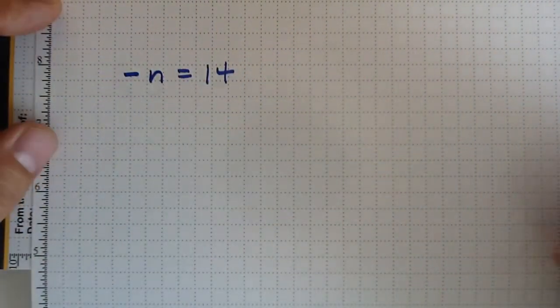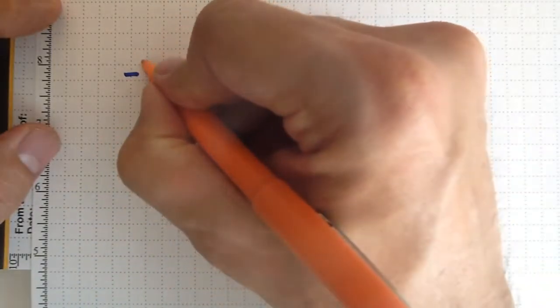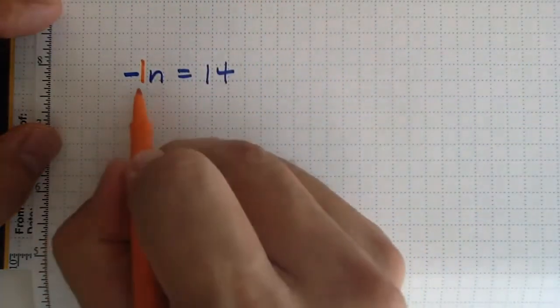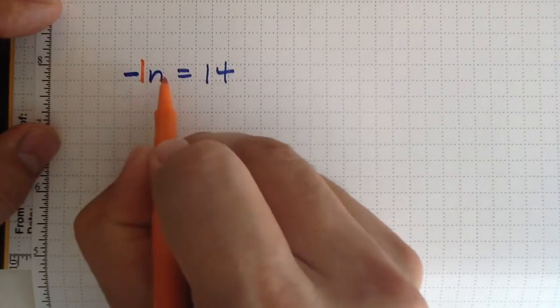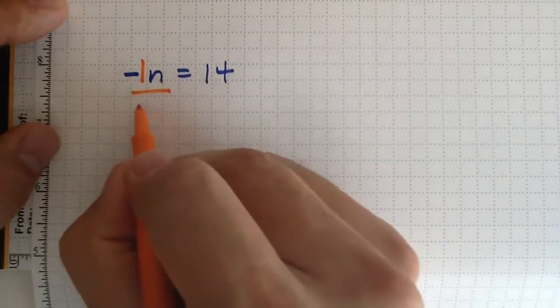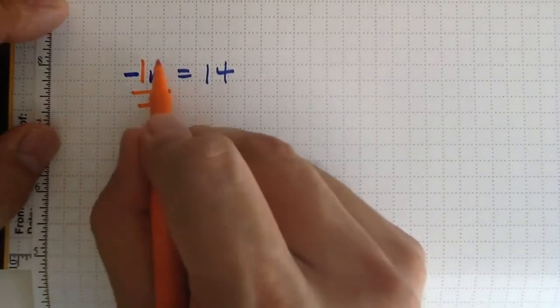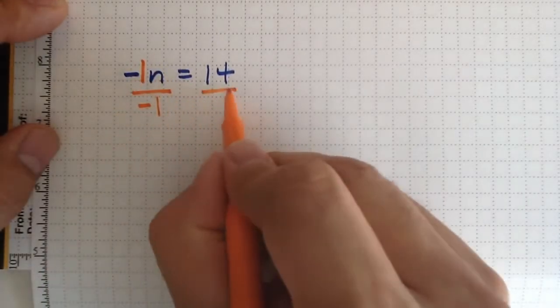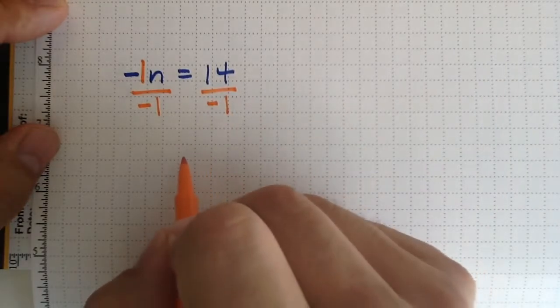We usually just don't bother writing it. But in this case I think it'll help. If I put the 1 back in here, what I've really got here is -1 times n. So what's the opposite move of timesing by -1? Well, it's to divide by -1. And what I do to one side of the balance scale to keep things balanced, I need to do to the other side of the equal sign.